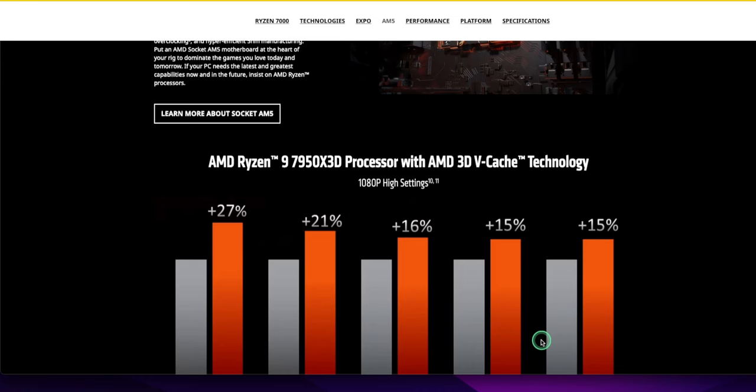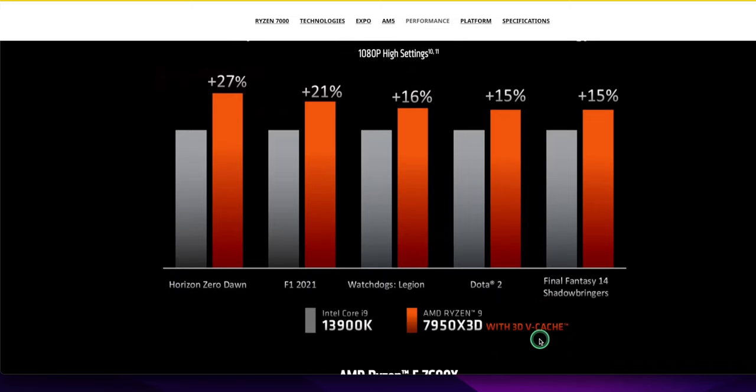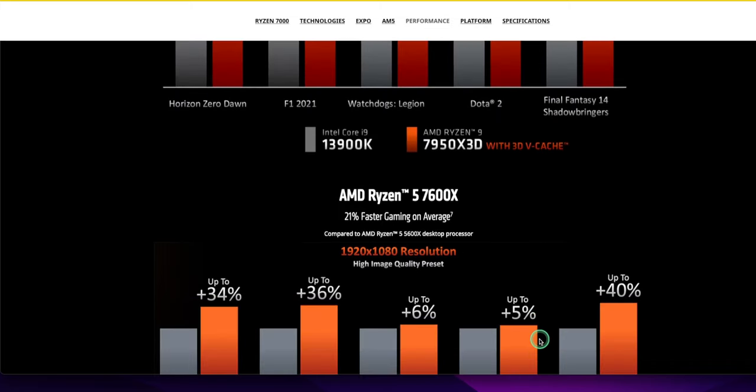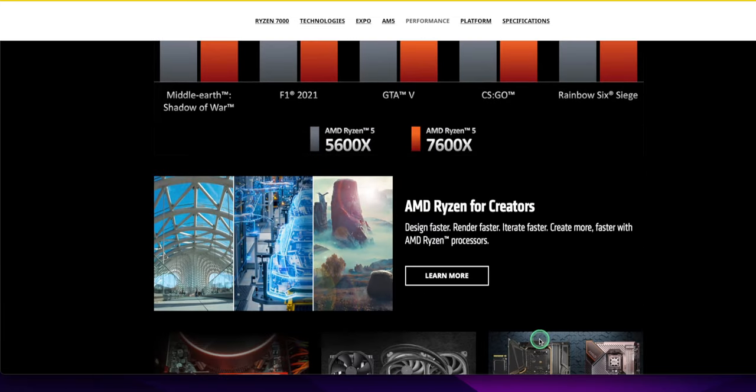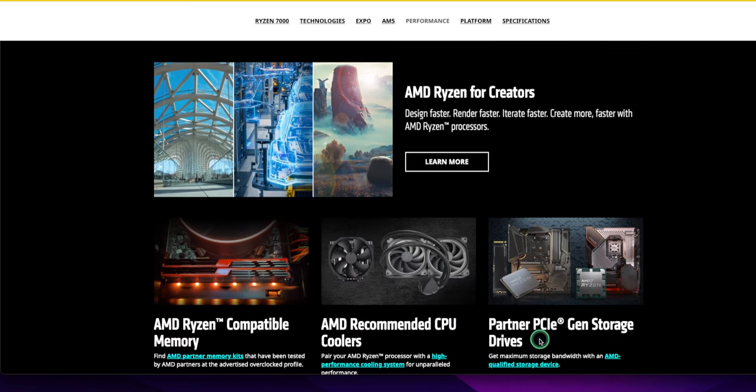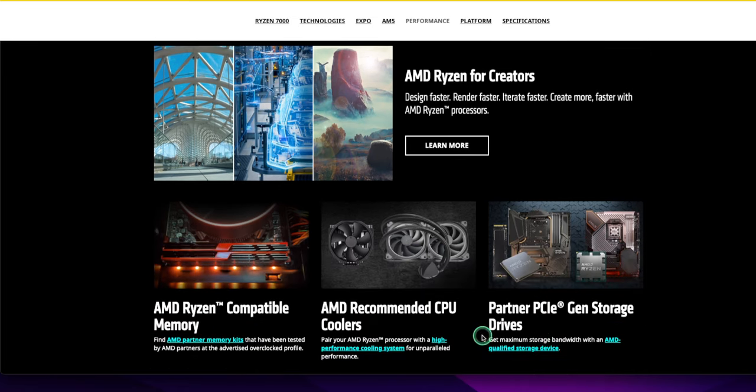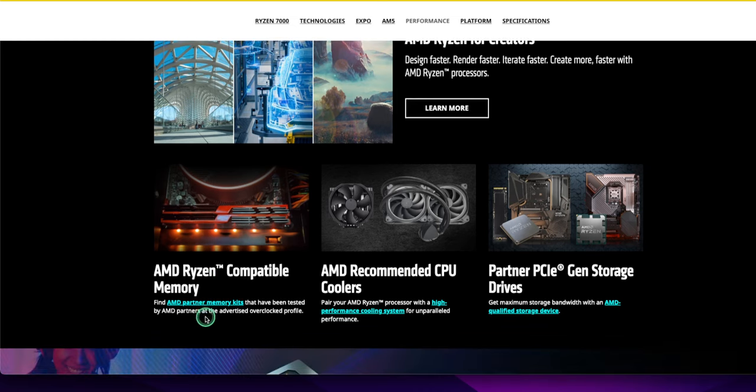AMD Ryzen 9 7950 with AMD 3D V-Cache technology. Wow, this is getting up there. Man, technology keeps moving. I'll tell you, look at this stuff. Ryzen 5 5600. Ryzen for creators. Yeah, it depends what your mission is. AMD recommended CPU coolers. Oh, look at that. I like this.